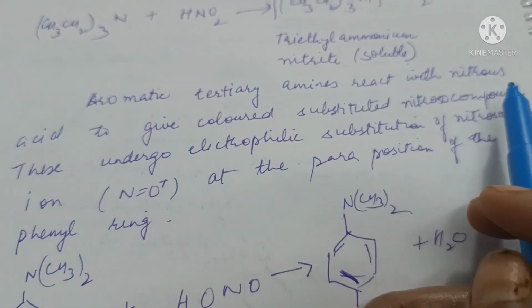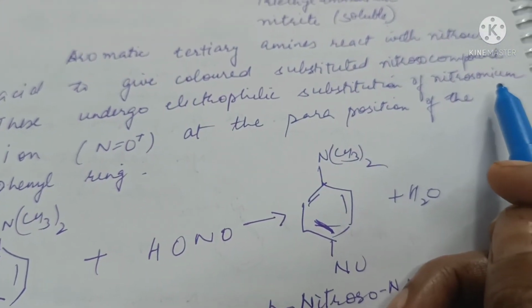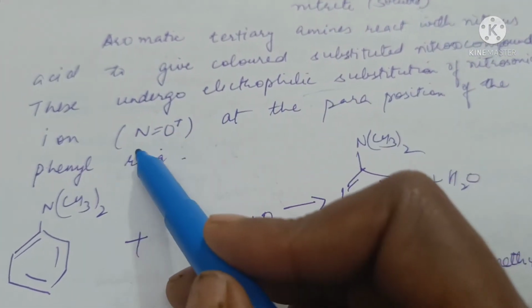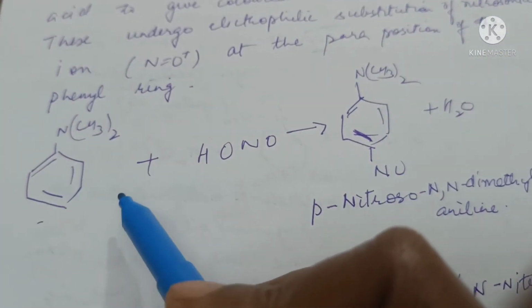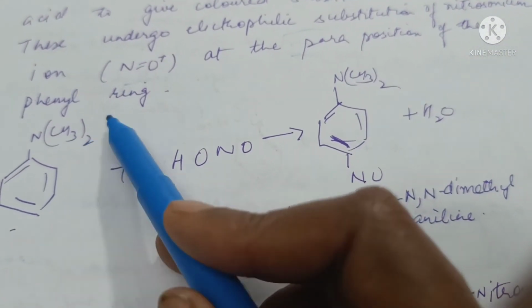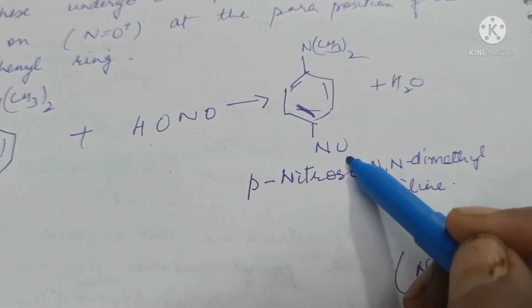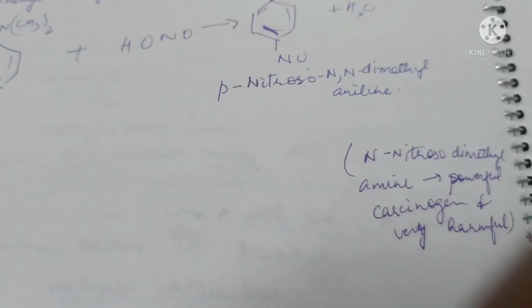Aromatic tertiary amines react with nitrous acid to give colored substituted nitroso compounds. These undergo electrophilic substitution of the nitrosonium ion at the para position of the phenyl ring. So dimethylaniline on reaction with nitrous acid will form para-nitroso N,N-dimethylaniline.